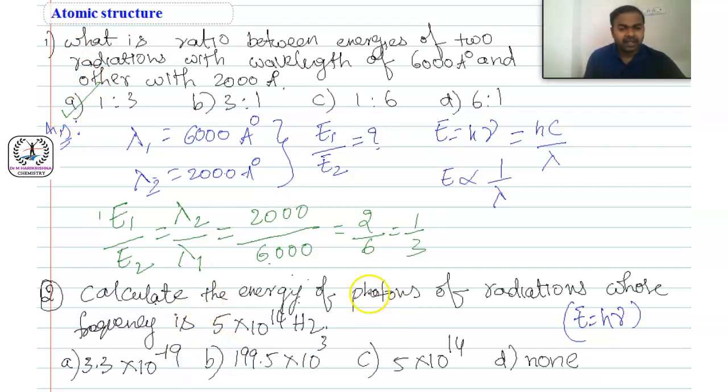Students, calculate the energy of photons of radiation whose frequency is 5 into 10 power 14 Hz. So here they are given the frequency. We have to find out the energy. They are given options also. So I am giving a hint, students, you can try it. E equals h nu. H means Planck's constant, 6.625 into 10 power minus 34. You can use that value, I already gave the list. And the frequency they gave is 5 into 10 power 14. So substitute those values, then you can get the answer.